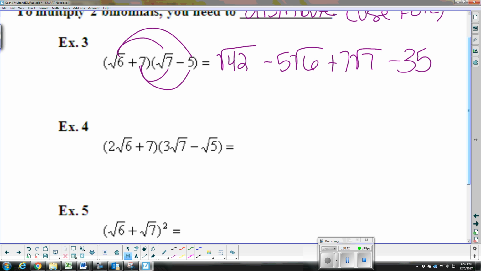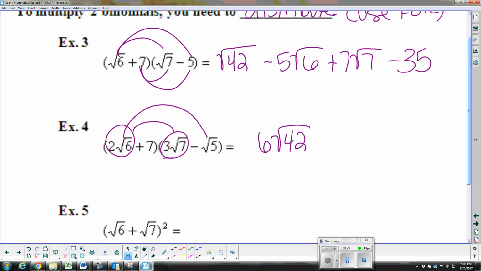Looking at example 4, we're going to do the same thing. We're going to distribute. This is one term. This is another term. So 2 times the square root of 6 times 3 times the square root of 7 is 6 times the square root of 42. 2 times the square root of 6 minus times negative square root of 5. Again, we multiply the radicals together. So you've got minus 2 times the square root of 30.